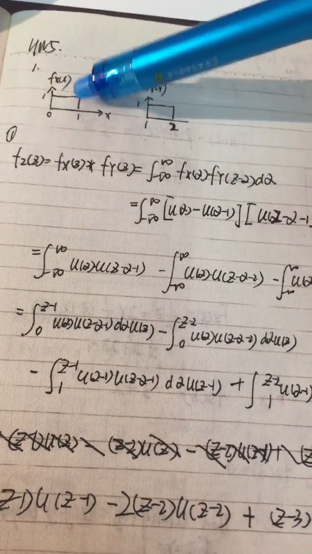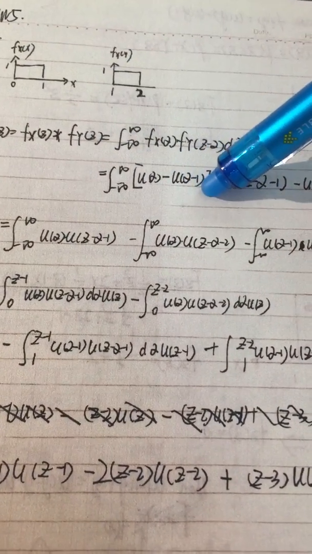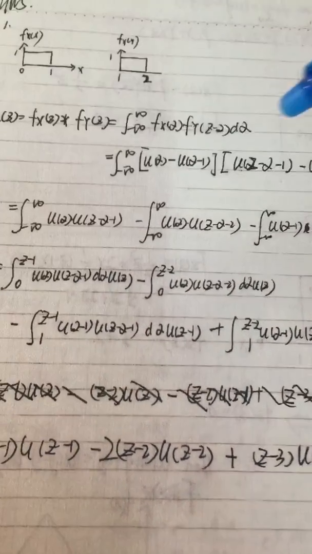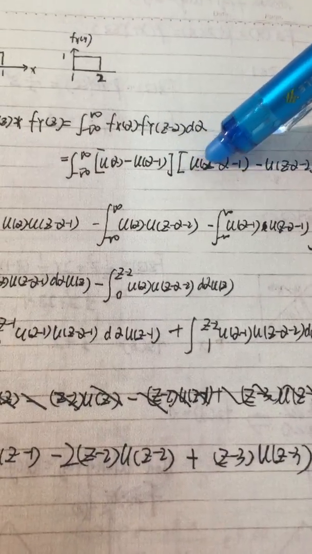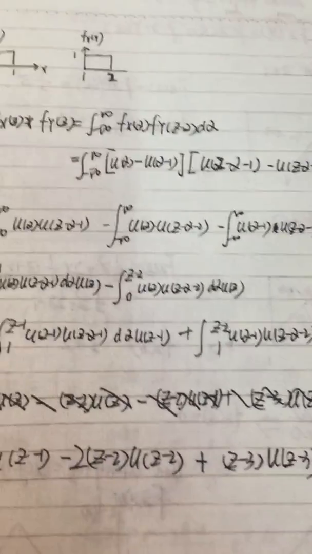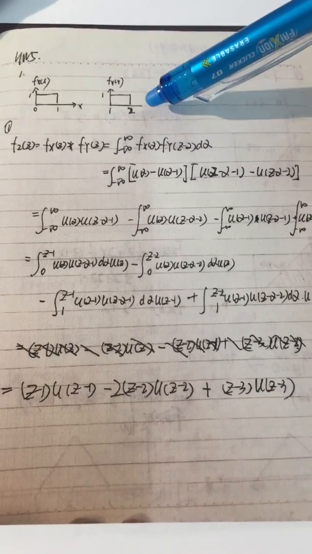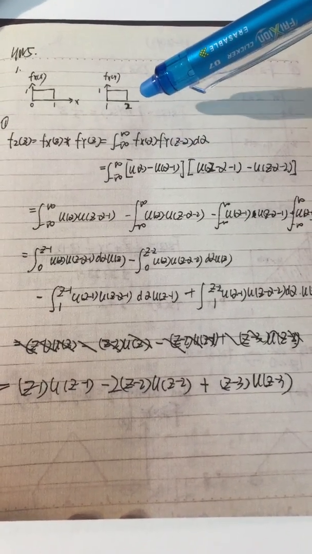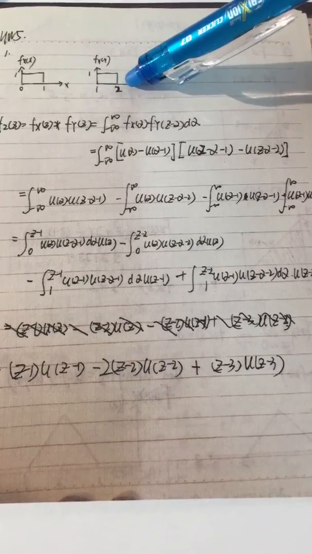For the density function of x, this is equal to u(alpha) minus u(alpha minus 1). And for this part, this is equal to u(z minus alpha minus 1) minus u(z minus alpha minus 2). So we are using the step function to represent the density function of x and y.